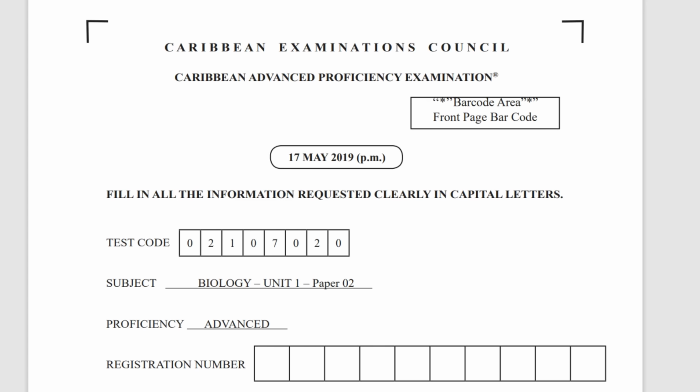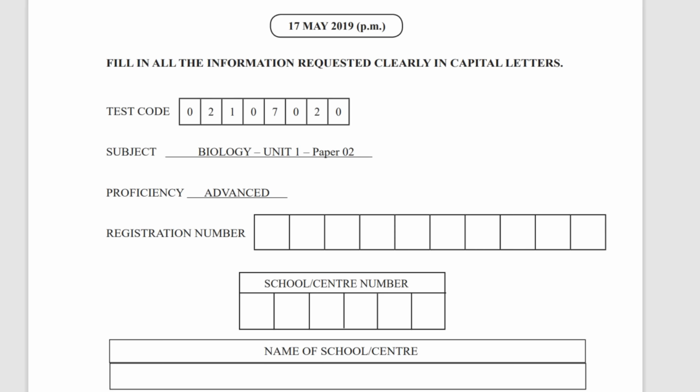We're going to do biology, unit 1, paper 2, right? That is the 2019 paper. So if you're here, welcome. Let's see how best we could pass these exams and how we could help out here.